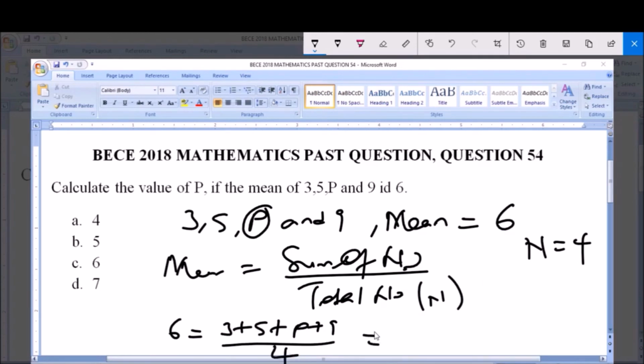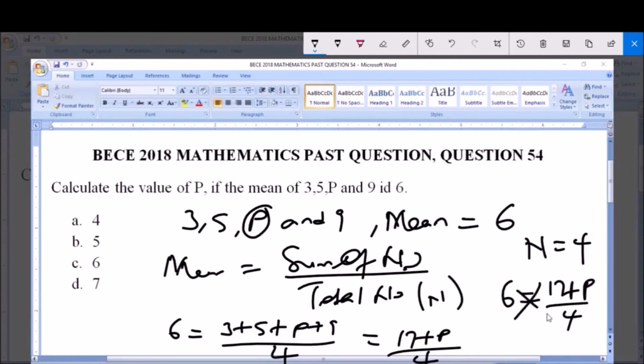So this is equal to 3 plus 5, which will give us 8. 8 plus 9 will give us 17. It is 17 plus P all over 4. So therefore we say 6, which is the mean, is equal to 17 plus P all over 4.